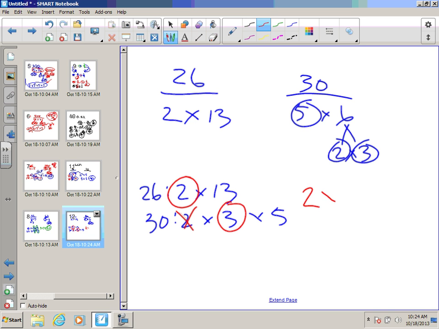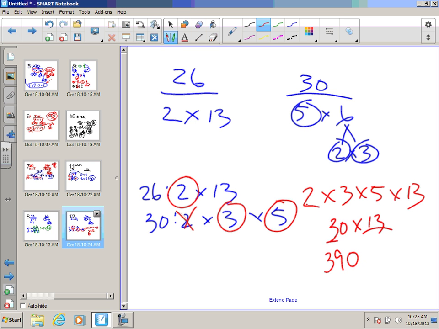So I'm going to circle it and we'll use it. This 5, anything else? And the 13, nothing else. So what I have is that long multiplication problem, 2 times 3 times 5 times 13. 2 times 3 is 6. 6 times 5 is 30 times 13. 3 times 13, 39, plus the 0, your LCM is 390.